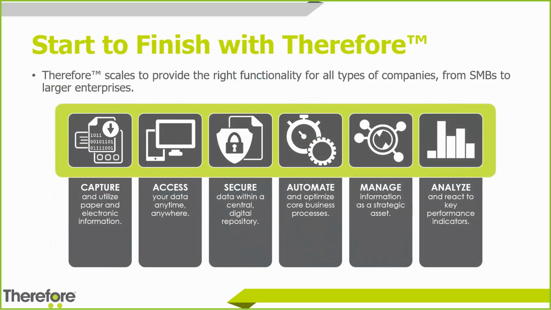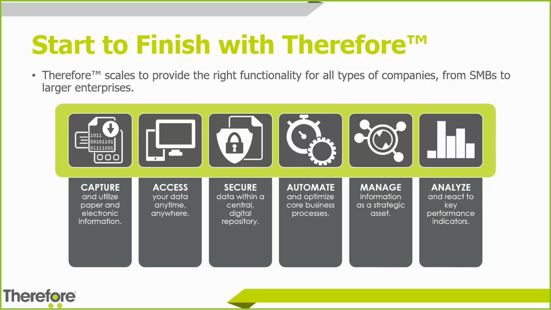So now we start getting into more details about the functionalities of Therefore. As I mentioned before, we have customers of all sizes, and that's because Therefore scales to provide the right functionality for all types of companies, whether these be small and medium businesses or larger enterprises as well. We have customers from single user systems essentially to 10,000 plus users, and everything in between really. This is possible because of the broad feature set that Therefore offers.